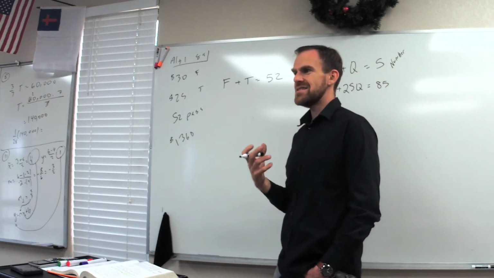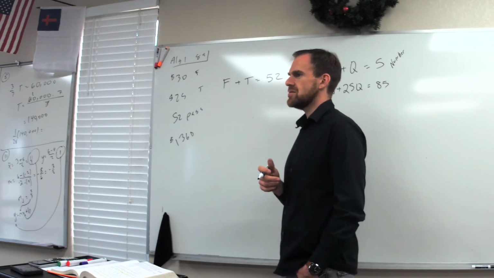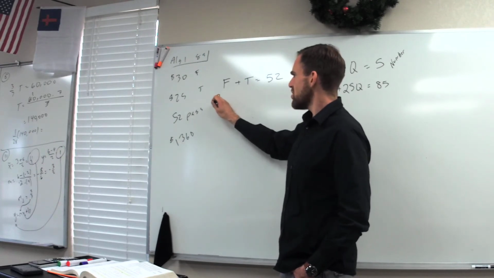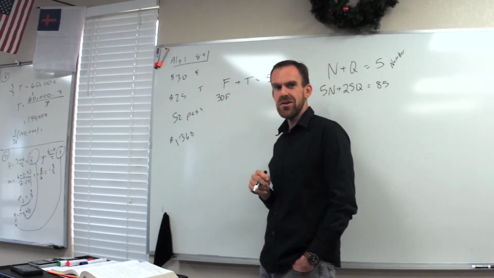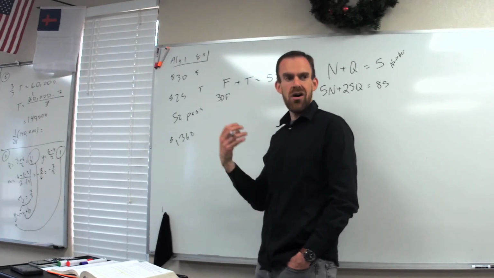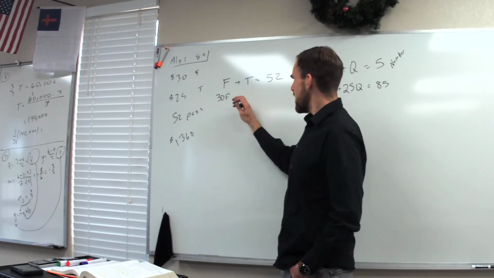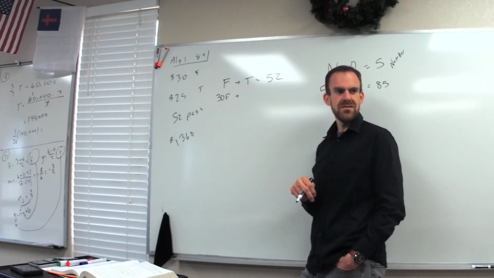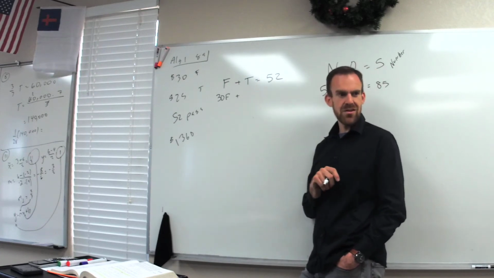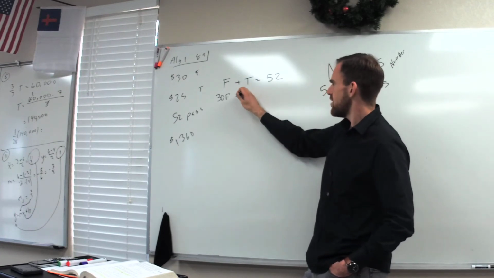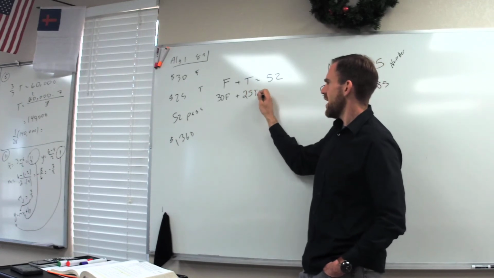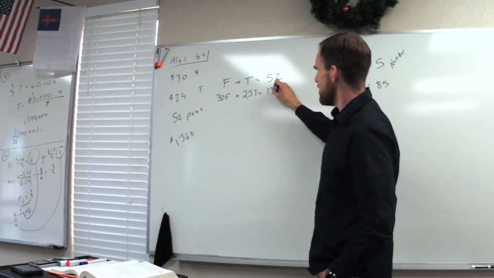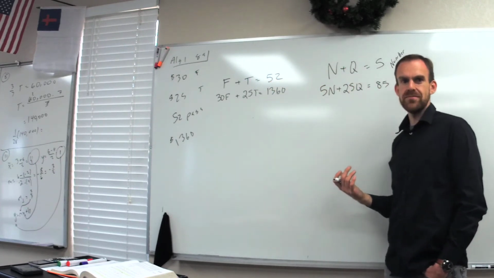Here, how much is a first class ticket worth, Sonny? How much is the first class ticket worth? 30. So I'm going to multiply every first class ticket by 30. That tells me how much they sold all the first class tickets for. What do I multiply the tourist class ticket by? Riley? How much are the tourist class tickets worth? 25. So I'll write 25t. And what was the total amount of money they got, Kara? 1,360.